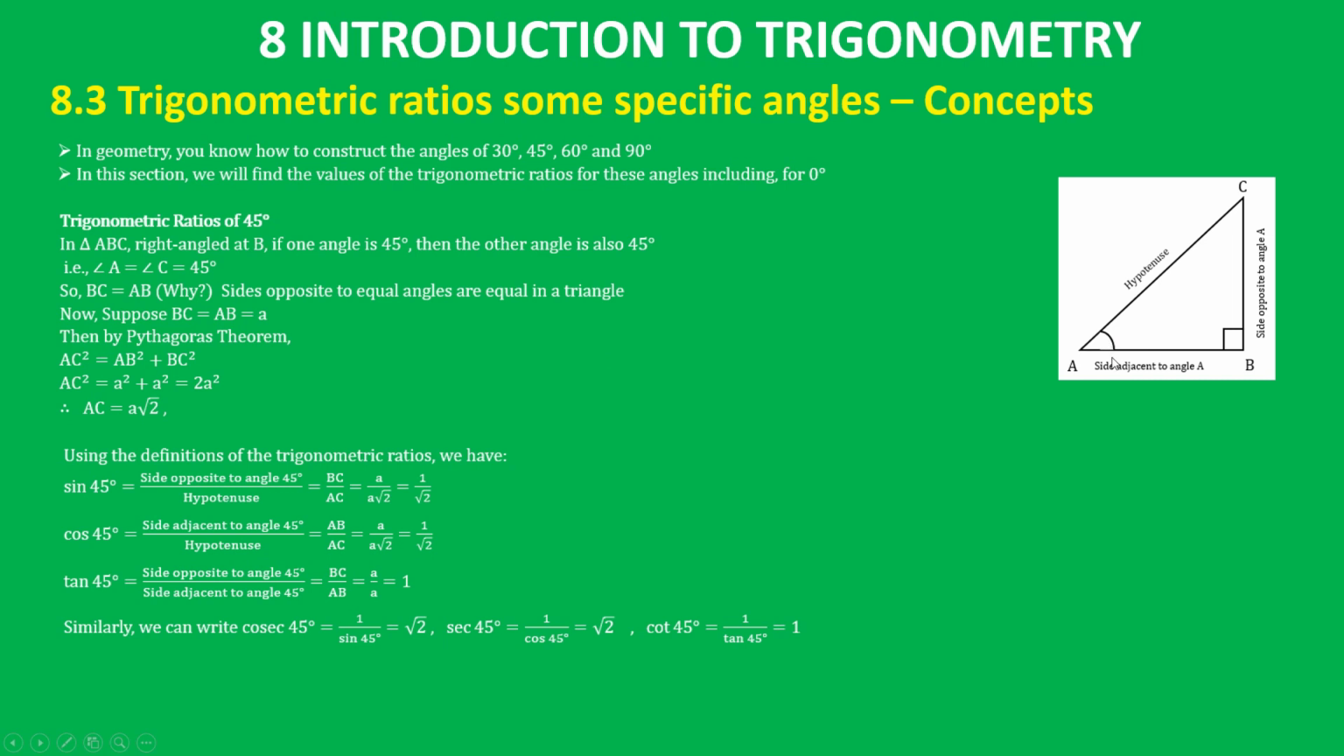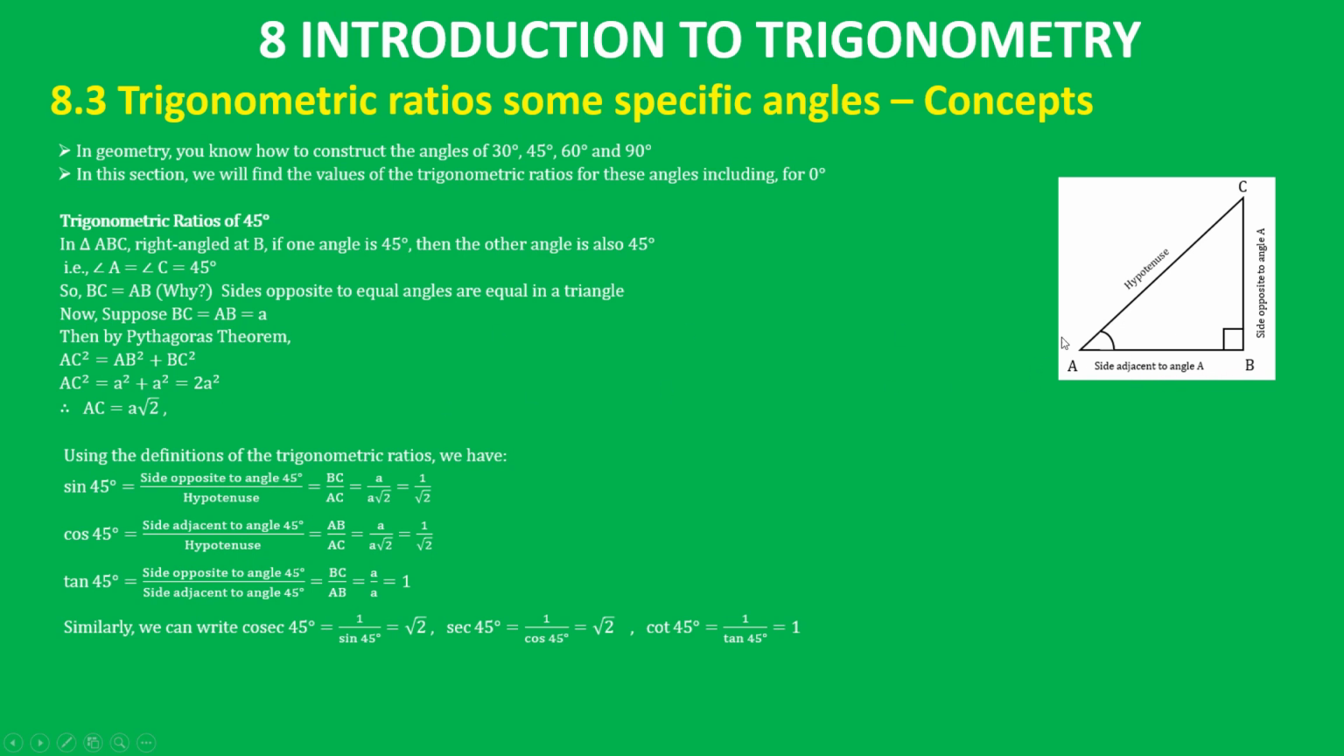Can you see, if angle A is equal to 45 degrees, angle C is equal to 45 degrees, then what happens is, side AB and side BC will be equal. Why? Sides opposite to equal angles are equal. These sides AB and BC opposite to equal angles A and C are equal. Now suppose, assume that BC is equal to AB is equal to a. We can consider the length is equal to a.